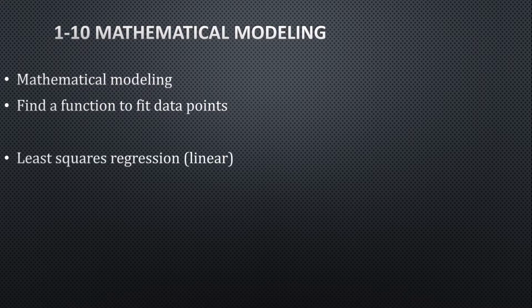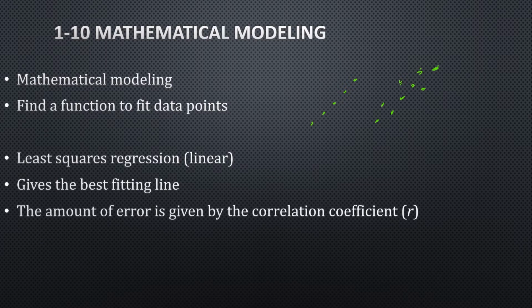For doing linear, we use what's called the least squares regression, and that gives the best fitting line. Now in real life, the points don't line up in a perfect line. You'll get data points that hopefully give you some sort of linear relationship, but won't be exactly a straight line. The amount of error between the perfect line and the best fitting line is called the correlation coefficient, or R.